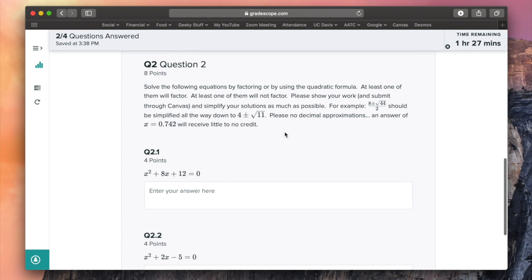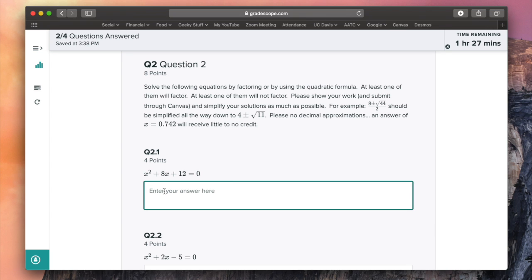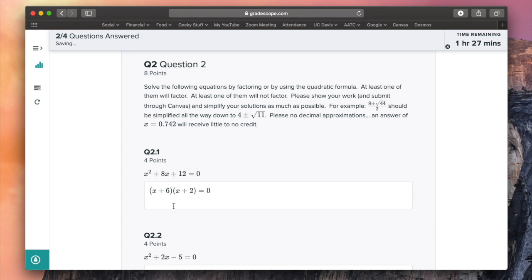Second question, find the solutions to these equations. So I'm trying to solve x squared plus 8x plus 12 equal to 0. I would do that by factoring. That definitely factors as x plus 6 times x plus 2 equal to 0, because 2 times 6 multiplies to 12, and 2 plus 6 adds up to 8. So this isn't my answer, but that's how I would factor it. And then I would say, oh, my solutions are x equals negative 6 and x equals negative 2.